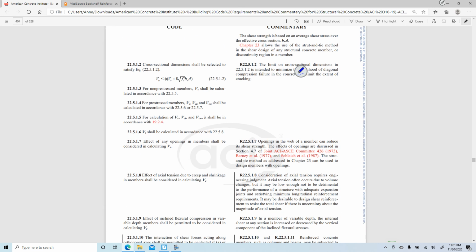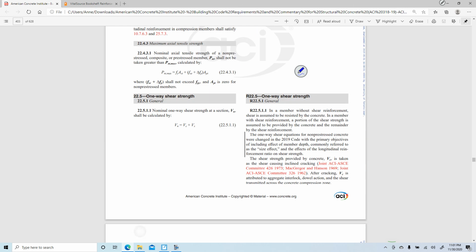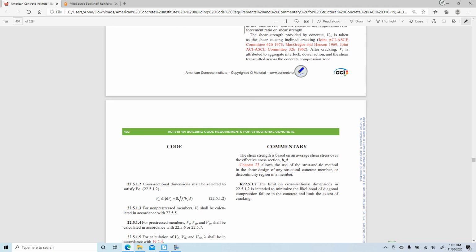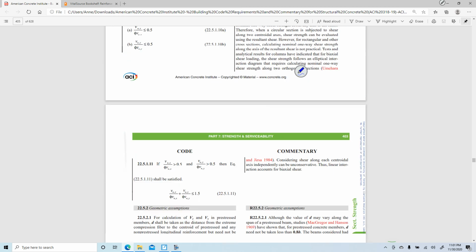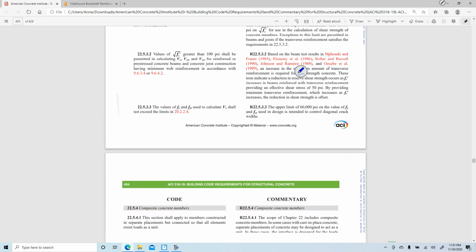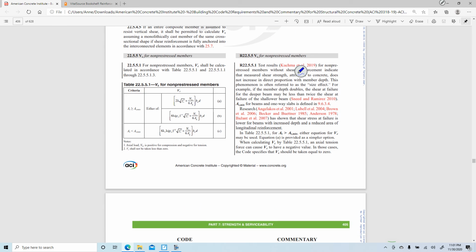And this is where we say our shear strength is how much we get from the concrete plus how much we get from the stirrups. So how much do we get from the concrete? VC. Now we actually have an axial load. Let's say what's AV min, right?